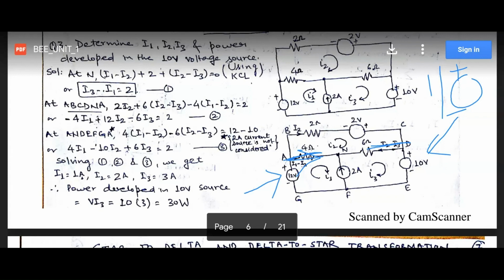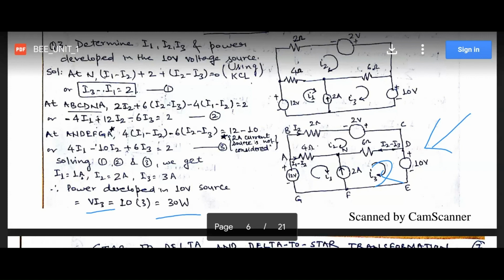When we solve these equations 1, 2 and 3, we will get the currents I1, I2, I3. When we get I1, I2, I3, what will be the power developed across the 10 volt source? This is the 10 volt source and the current which is flowing is I3. So I3 is 3 amperes, and we will get the power developed as 30 watts.